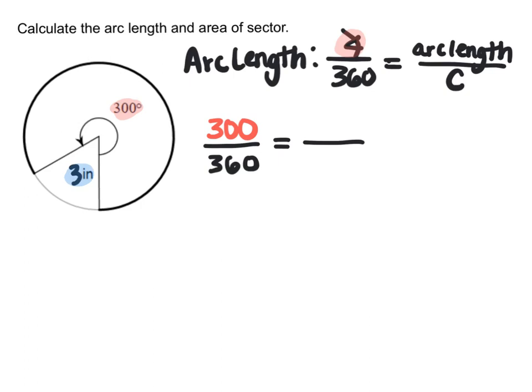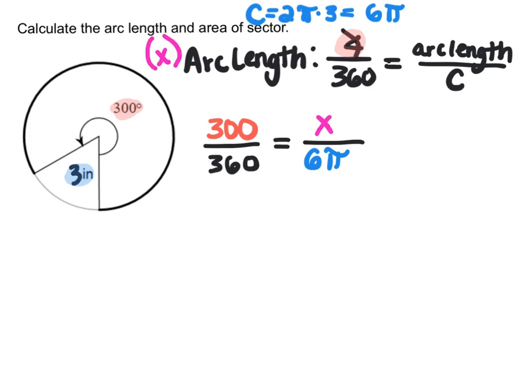So we know the circumference equals 2 pi times 3. So it gives us 6 pi. So we can fill in 6 pi in the denominator. And then my unknown arc length, I'm going to treat as x. So I'll have an x in the numerator.